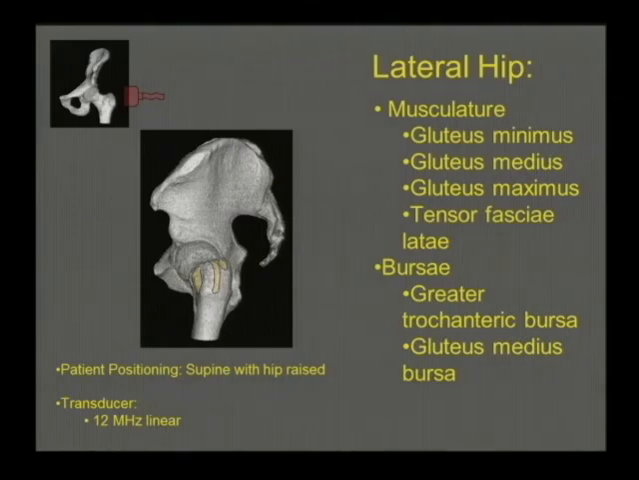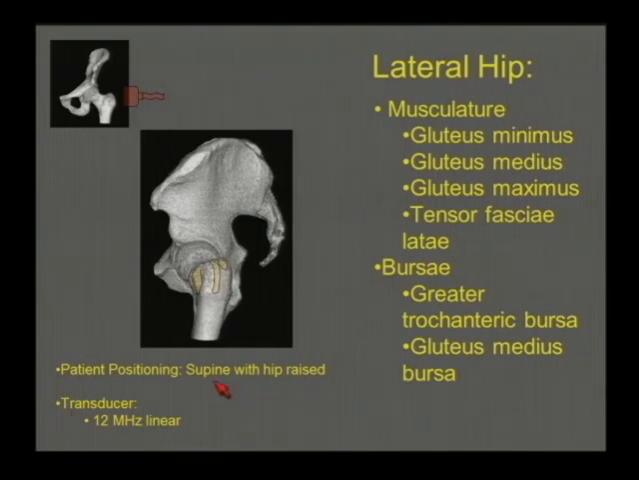Several structures here are important to consider. The musculature includes gluteus minimus, medius, and maximus, which we'll discuss, as well as tensor fasciae lata, and then some of the bursal structures as well. So when we're evaluating the lateral hip, we're going to change the position that the patient is in.